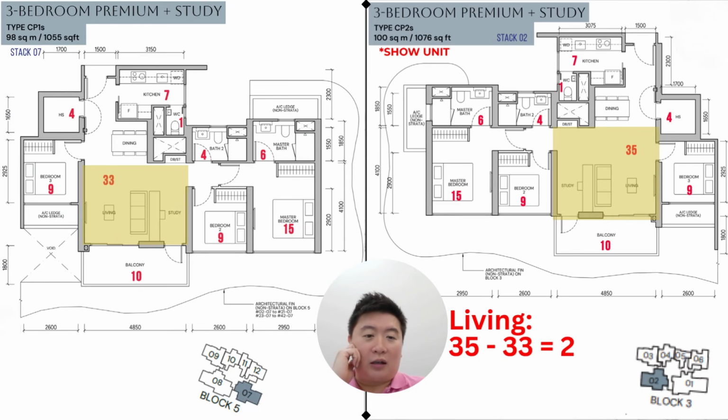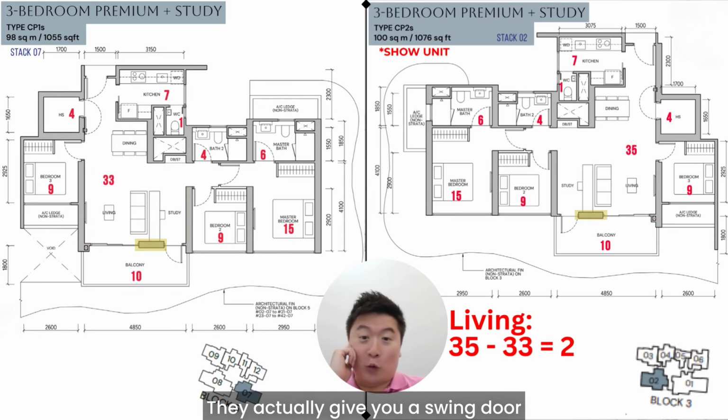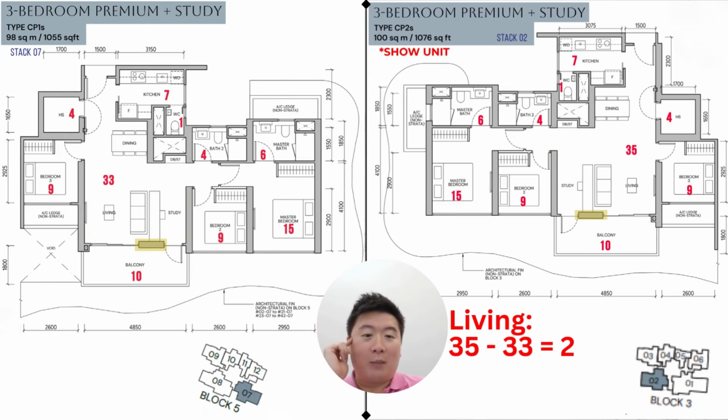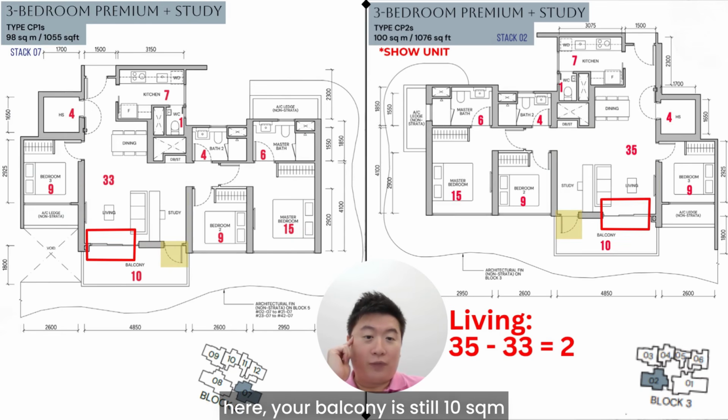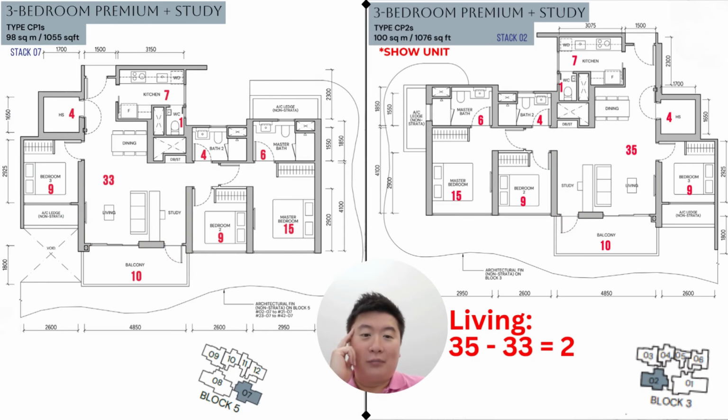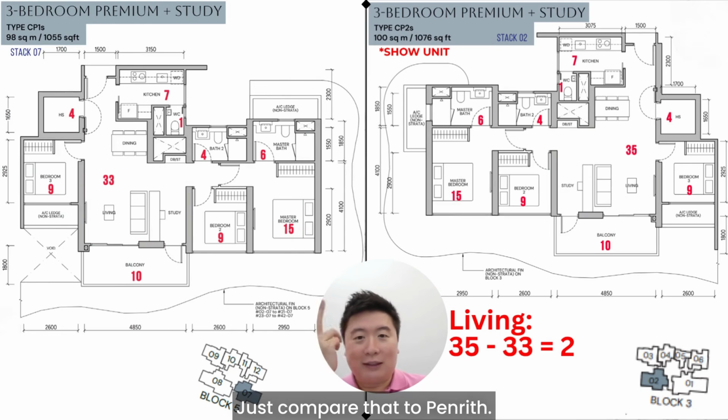Only thing is that there's actually a wall here. They give you a swing door here because they position this as a study, but they did not build any walls. So you are free to use this space however you like. There is a swing door here instead of a full sliding door balcony, but you still have a sliding door over here. Your balcony is still 10 square meter, like a 4 bedroom landscape. So pretty good, I actually like this layout. To be able to have almost a landscape view for 3 bedroom premium is really nice, just compared to the Penrith.